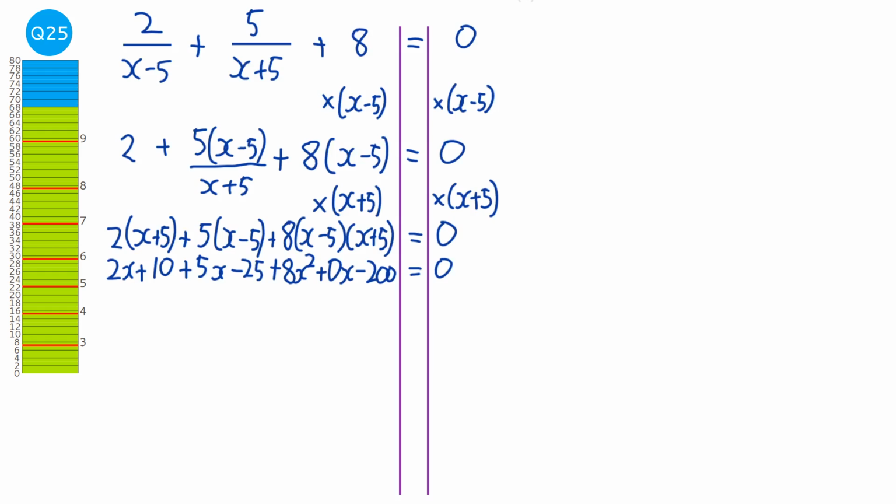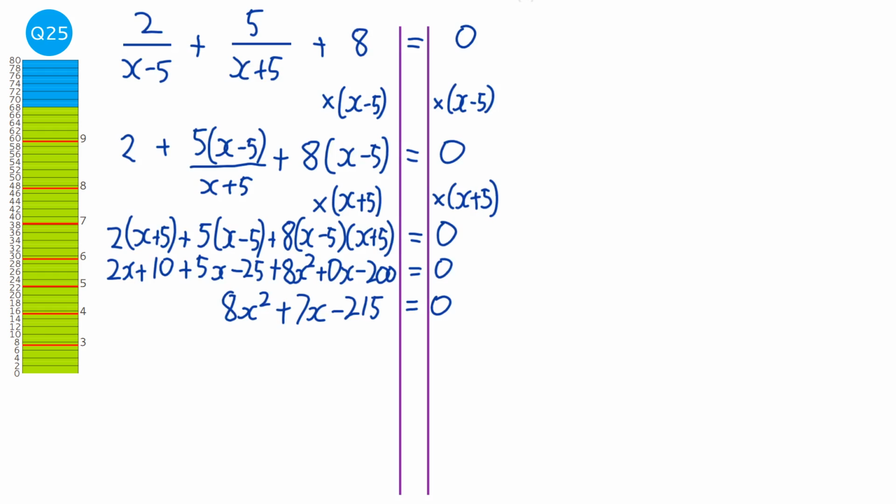Collect the like terms, so we've got 8x squared, and that's the only x squared we've got. We've got the 2x and the 5x and the 0x, so we've got a 7x. And we've got plus 10, minus 25, and a minus 200. So that's minus 215 equals 0. Now, normally when you look at it, it doesn't look like it will factorise.